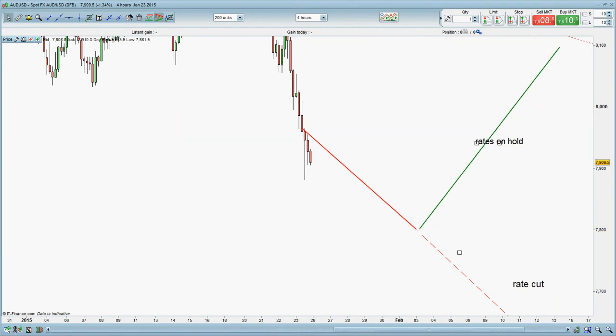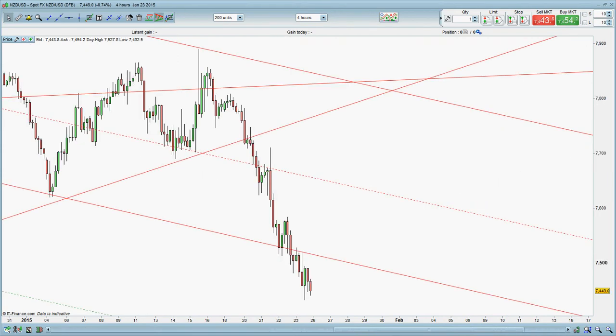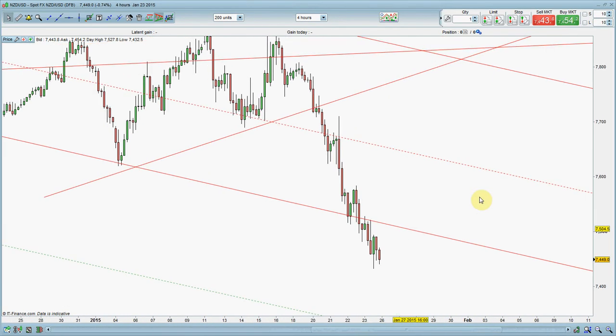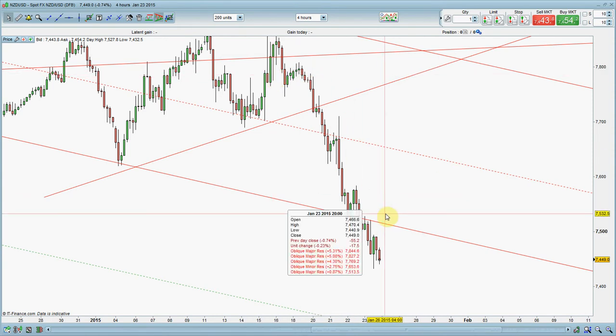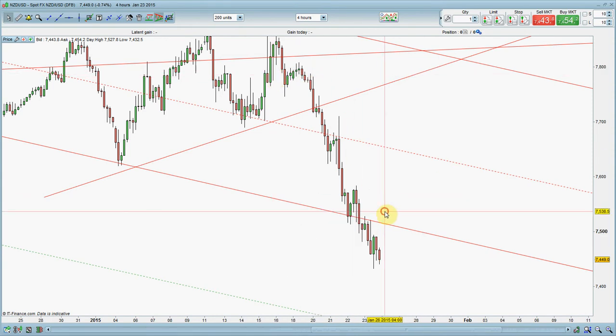Okay, so moving on to the New Zealand dollar, which is the next currency pair that I'm going to be looking at this week. Looking at the New Zealand dollar, US dollar. Still weaker than the US dollar. At the moment, it has been falling off the back of what happened with the Canadian dollar, the rate cut, obviously commodity prices as well.